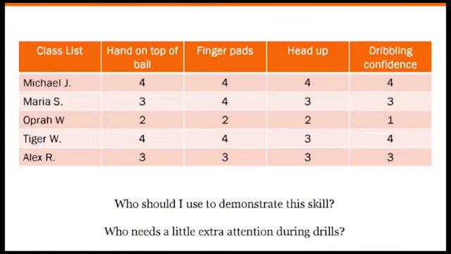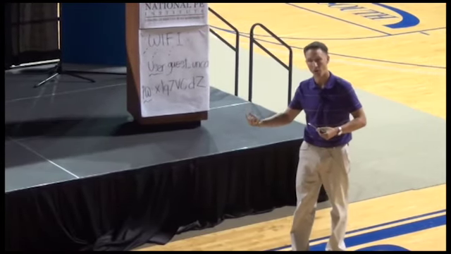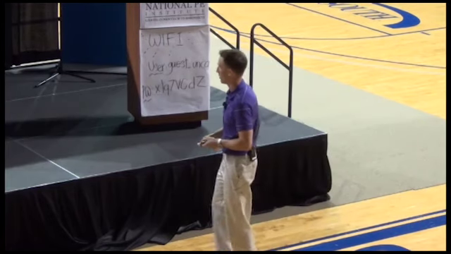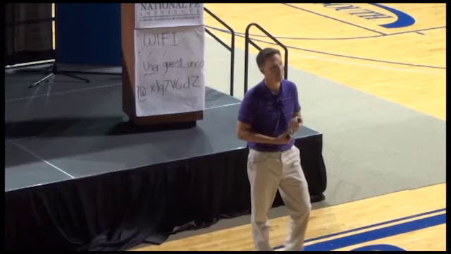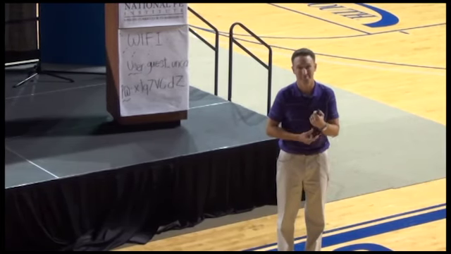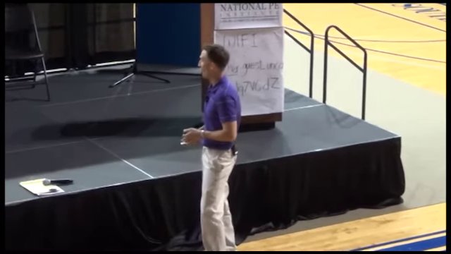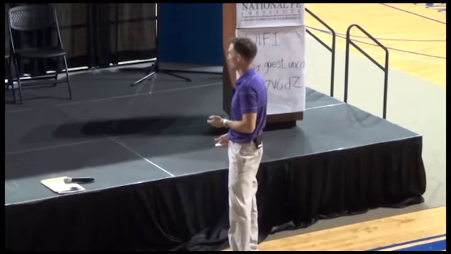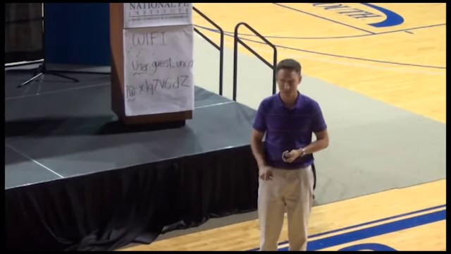So here's a basketball assessment. Dribbling. Hand on top of the ball, finger pads, head up. We've got a rubric on a 1 to 4. We also have that confidence that I told you about. How confident are you in your dribbling skills? So let's answer the first question. Who should I use to demonstrate this skill? Michael J., right? Michael J., he's got 4s on all of the actual skills, and he's extremely confident. That's the guy I'm choosing to demonstrate when I need a demonstrator.